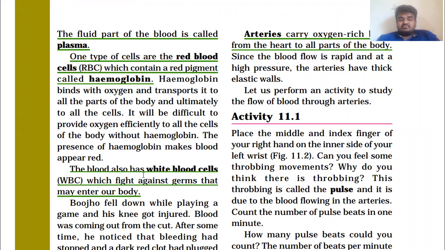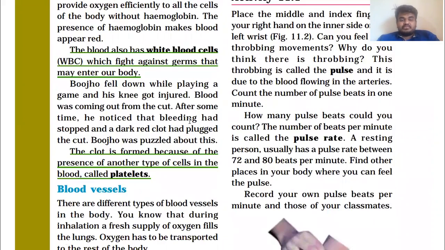The blood also has white blood cells which fight against germs that may enter our body. Simply, it works for the immunity system, we can say. It fights and protects us against the germs that may enter our body. Apart from these two cells, platelets must be there. So what is the work of the platelets?